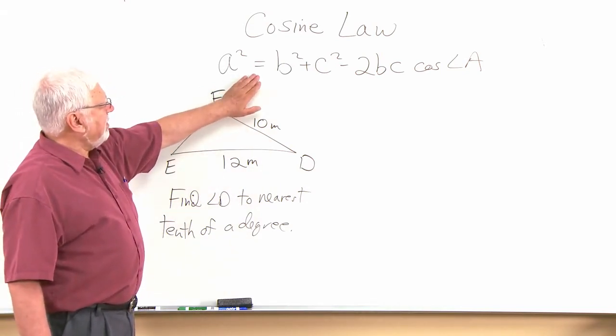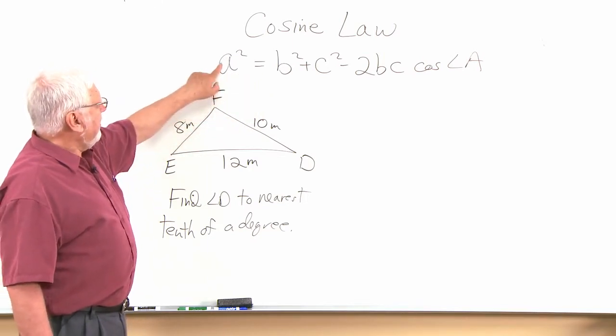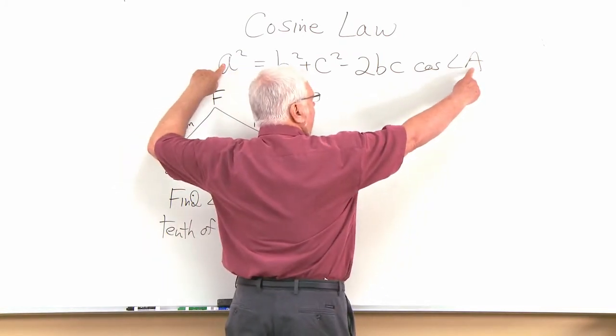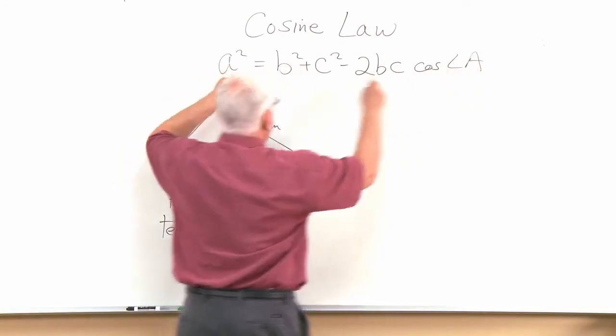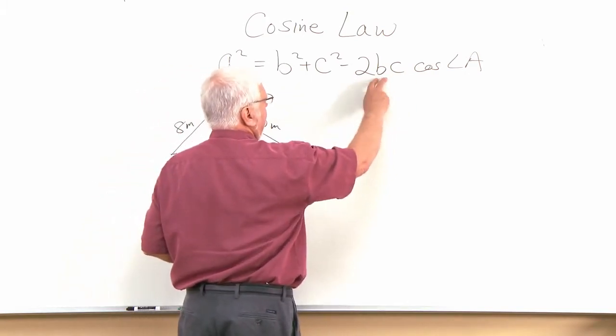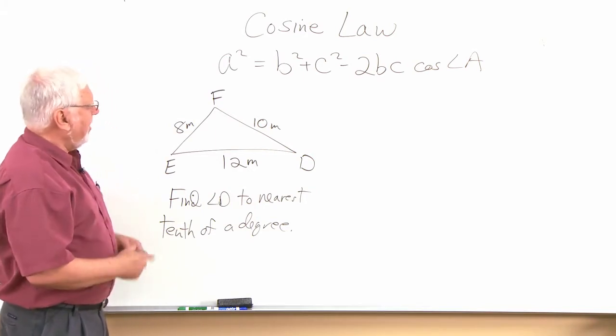I wrote down the cosine law here. And the key to remember in the cosine law is that side right there has to be opposite that angle. So those are the only other two things. These are the other two sides squared and then multiply the other two sides there. So all you've got to do is make sure that you pick it out like that.